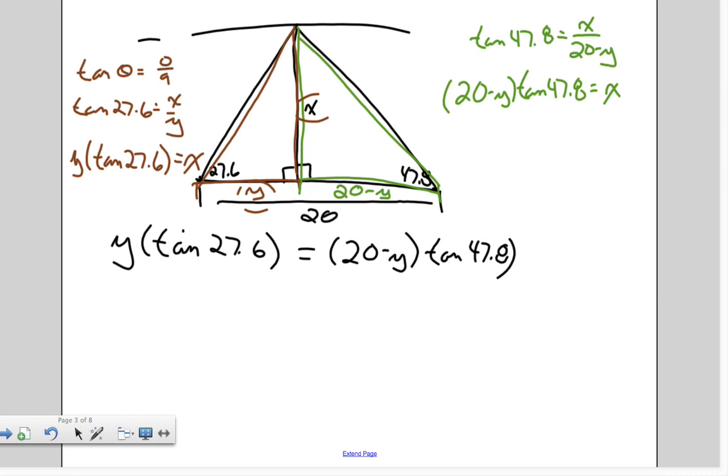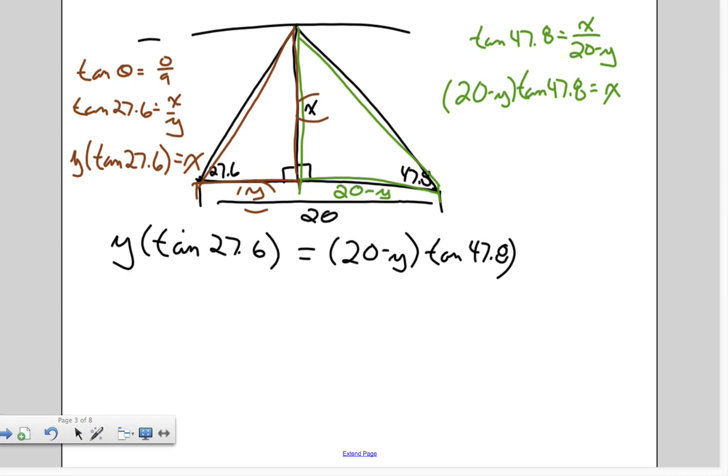Somebody plug in tan of 27.6 for me. What's that value, to two decimal places? Somebody with a calculator, help me out, please. Tan of 27.6 is 0.52.